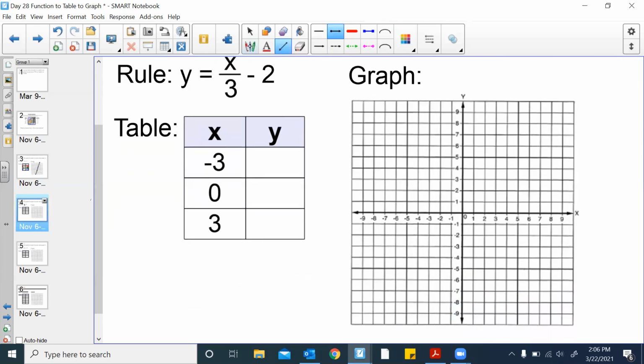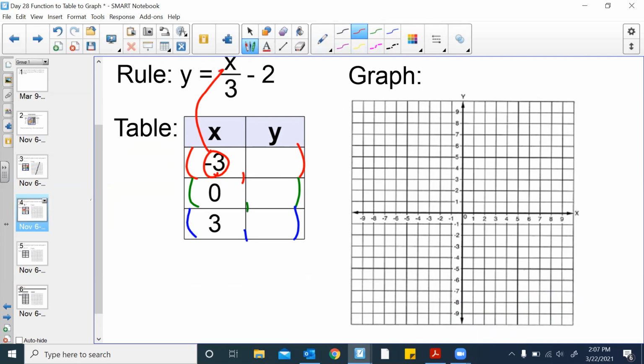I'll do this by hand as well. Remember, we're looking for our coordinate pairs, or our coordinate points. And when we do this, everywhere there's an x, we're going to be substituting in -3. Then everywhere there's an x, we're going to be substituting in 0. Then everywhere there's an x, we're going to be substituting in a +3. All right, so let's start with our first one, our red group.